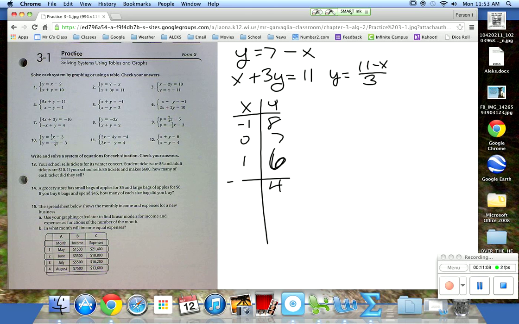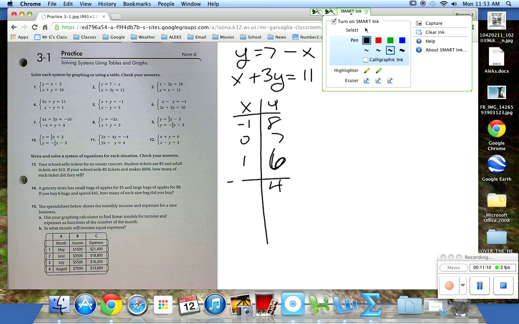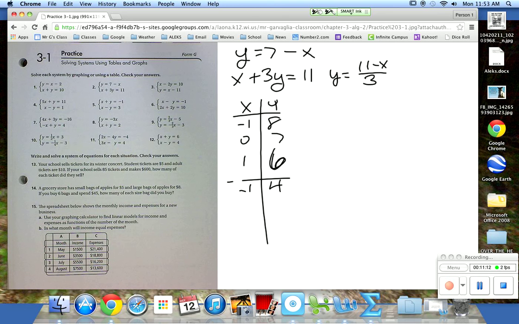Ooh, that's a big one. I don't want to use the big one. What if we put 2 in here? 11 minus 2 is 9, right? And that would be 3. Put what number in there? 5? Put 5 in there. Yeah. 11 minus 5 is 6. This would be 2. Easier numbers to work with, right?